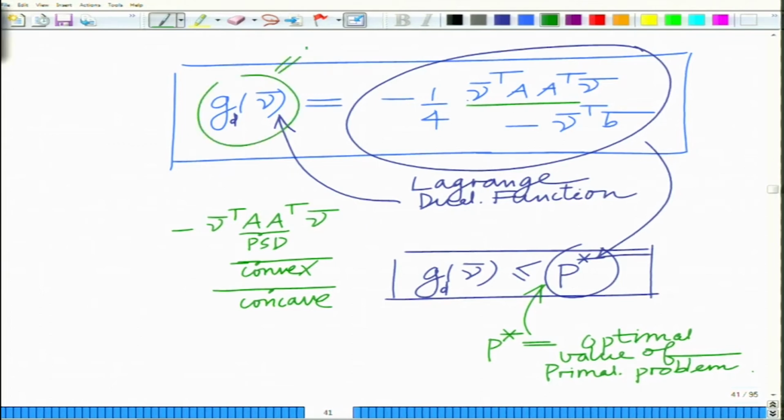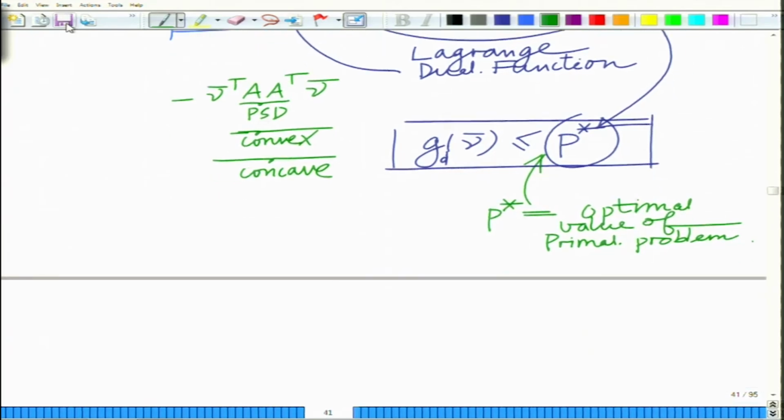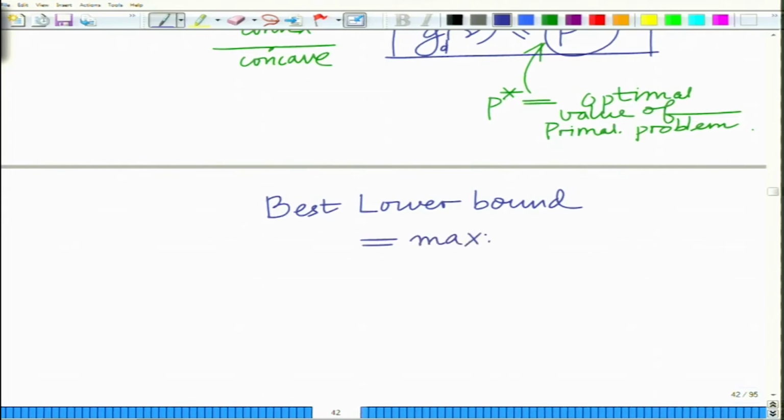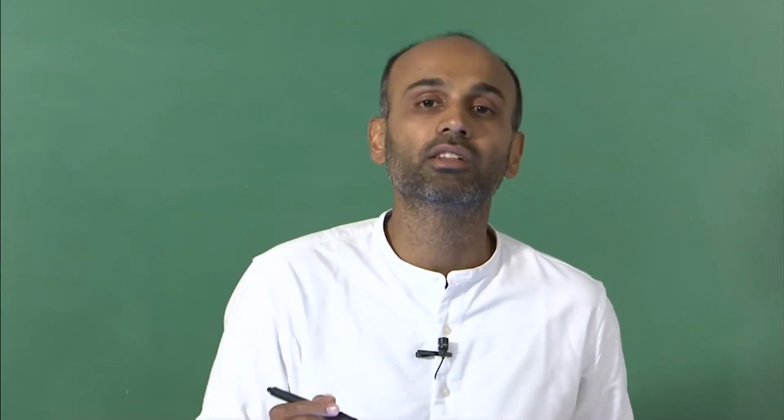So if you look at this, this is a concave function. Okay. And this is always a lower bound for p star. Now, one can ask what is the best lower bound? The best lower bound is given by the maximum value. Once again note that there are no inequality constraints, therefore, we do not have the constraint that lambda bar has to be component wise greater than or equal to 0. Alright. So I simply have to maximize this Lagrangian dual function, which is g_d of nu bar.